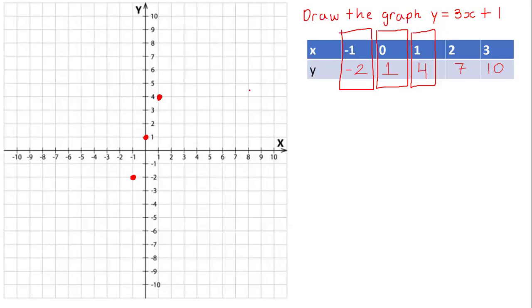And then the next one is going to be what? 2, 7. So it's going to be 2, what? 7. So 2, 7. And then the last one is going to be what? 3, 10. So 3 and 10. So it's going to be right there.